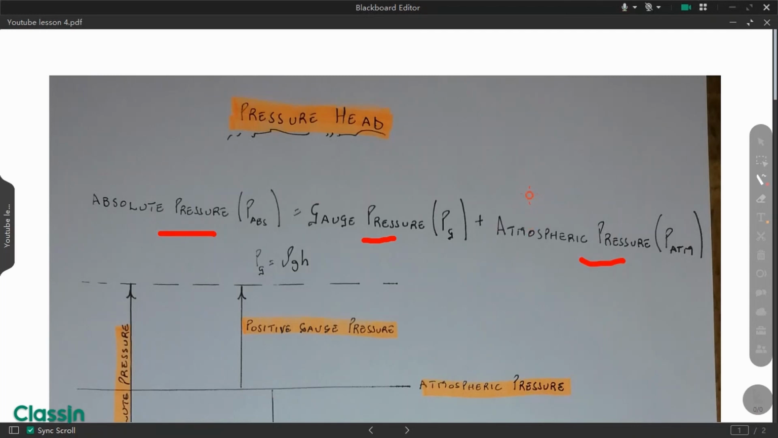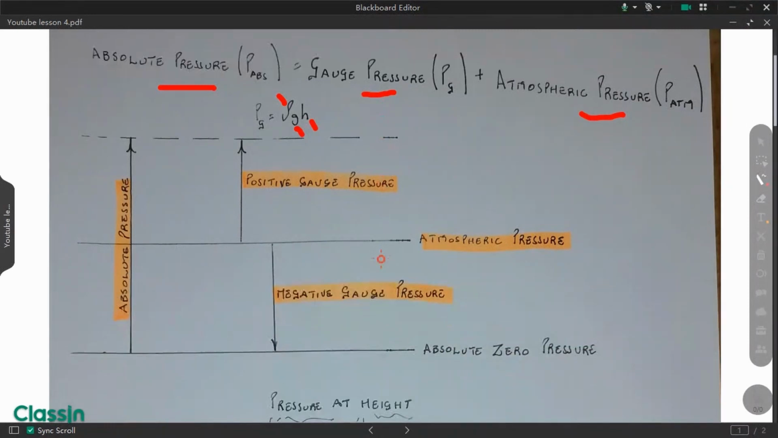101,325 pascals, right? The gauge pressure is equal to the density of the fluid, the gravitational acceleration, and the h. This h is called the pressure head. We'll deal with this pressure head, especially when we're doing Bernoulli and the pressure losses in the pipeline. Now, I've drawn a picture of how these pressures differ, right? We have the absolute zero pressure, which is where our datum line is.